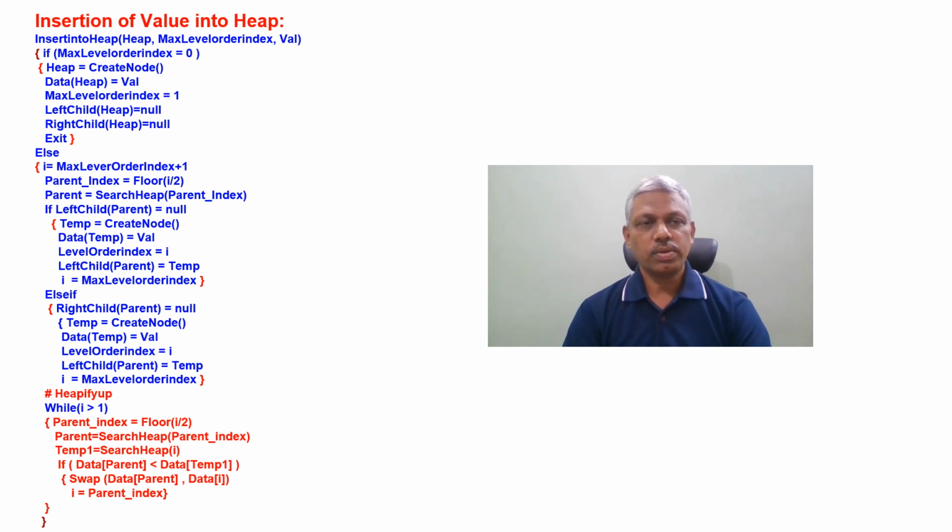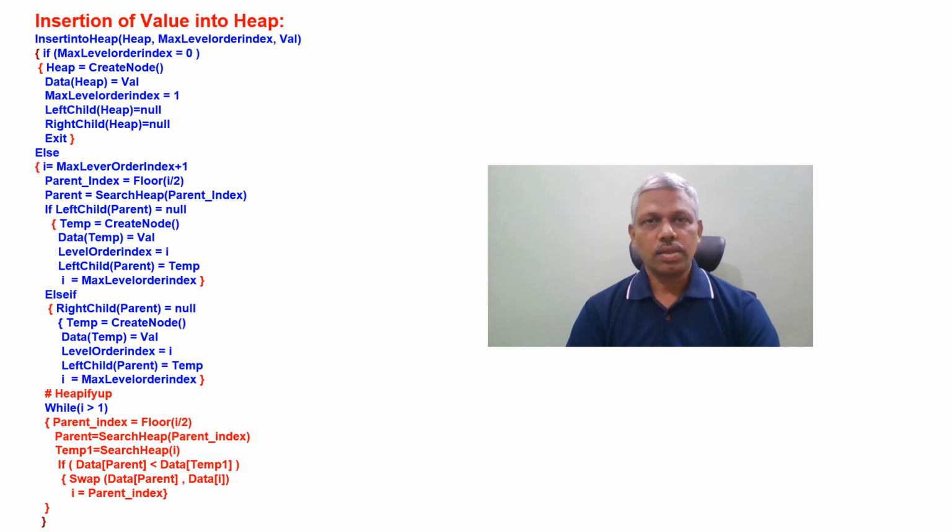that means it already exists, then I is equal to max level order index plus 1, it is updated, and parent index is equal to floor of I by 2, and the parent node is identified. The parent node is identified through a program or an algorithm, search heap for the parent index. Once we identify the node, starting from the root node, we keep on searching until we come across that parent node. Once that node is identified, if left child is null, then we need to create a node and add it there. Or if left child is not null and right child is null, we need to identify that and we add it to the right child.